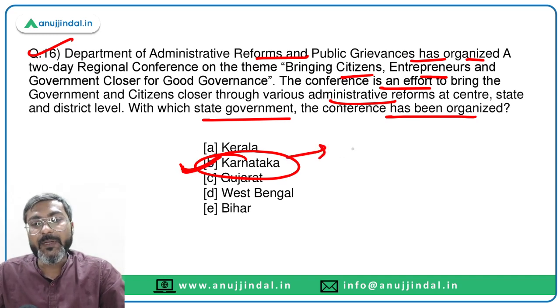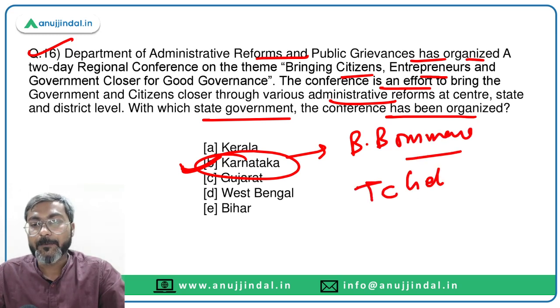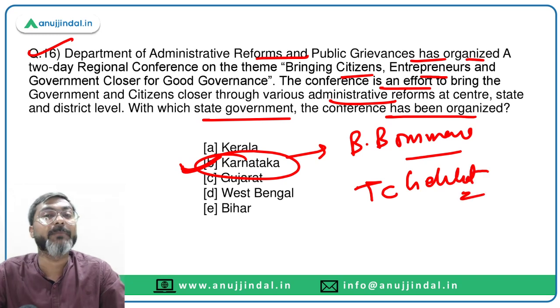And Karnataka Chief Minister is Basavraj Bommai and Governor is Mr. Thaawarchand Gehlot. Right, Thaawarchand Gehlot. Option B is the correct answer.